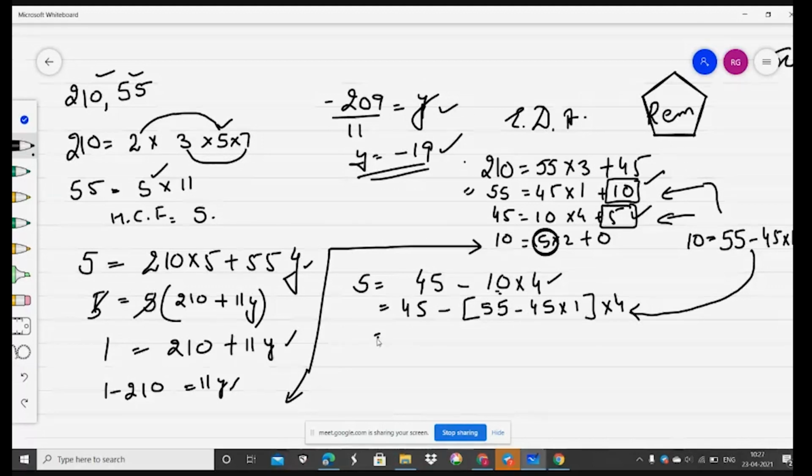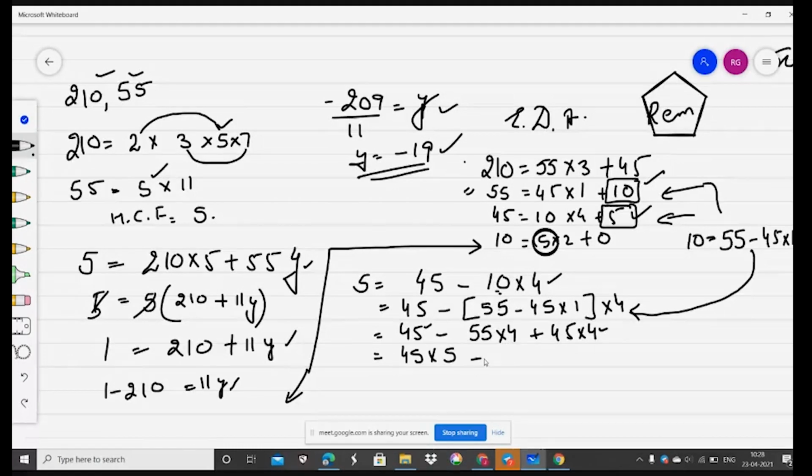Now see, 45 as it is minus 4 times of 55 plus 4 times of 45. Is it so? Just I opened the bracket. You are not supposed to solve it. You just need to rewrite it. This is 45 into 5 because it is 5 times, 1 times here and 4 times here. Minus 55 into 4. No need to solve.